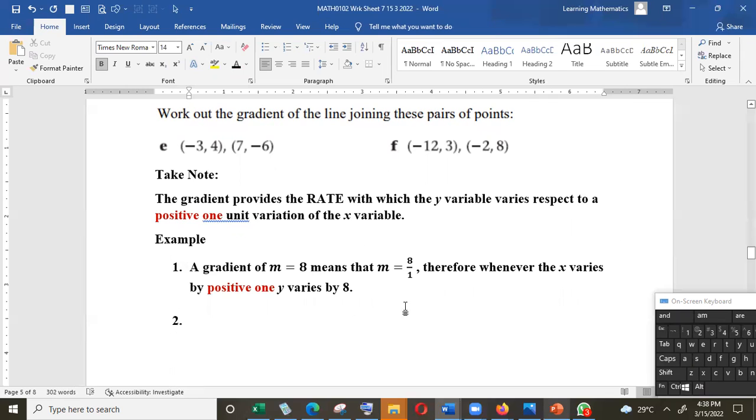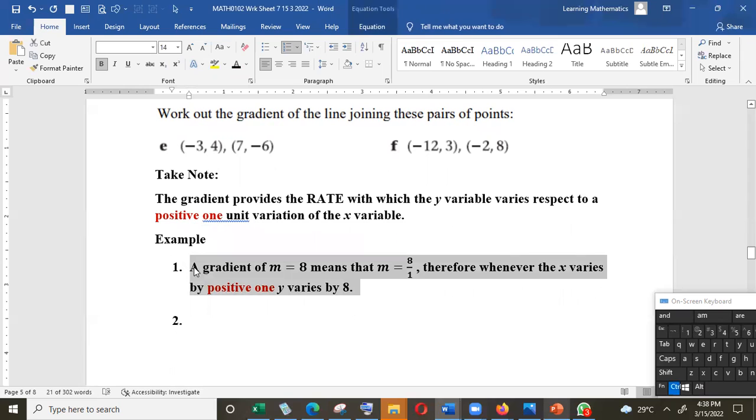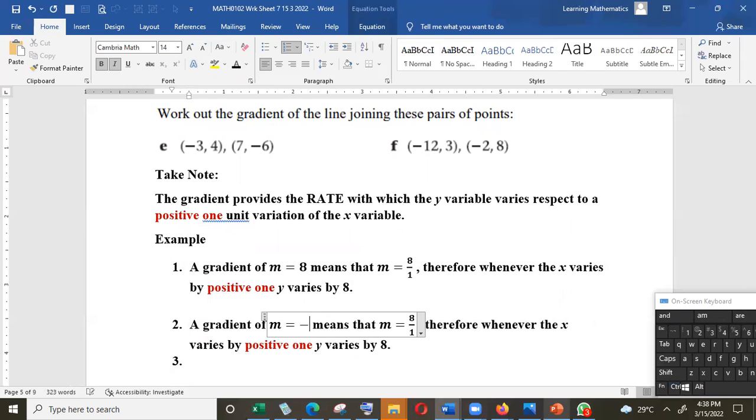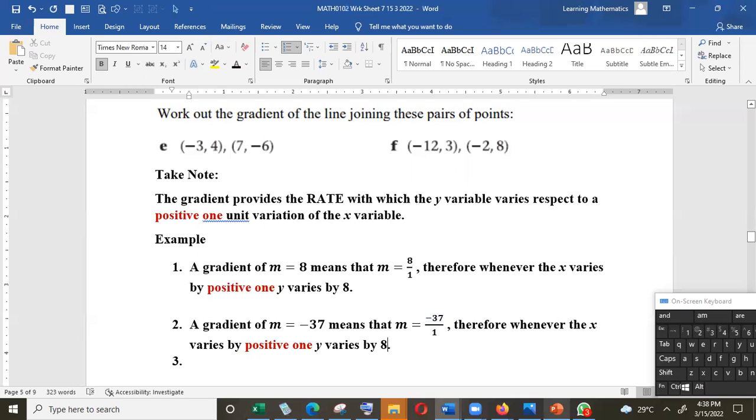Likewise, if you have a negative gradient, say negative 37, what does it mean? It means that m is equal to negative 37 over a positive 1, always a positive 1. Therefore, whenever x varies by positive 1, y varies by negative 37. That's what a negative gradient means.